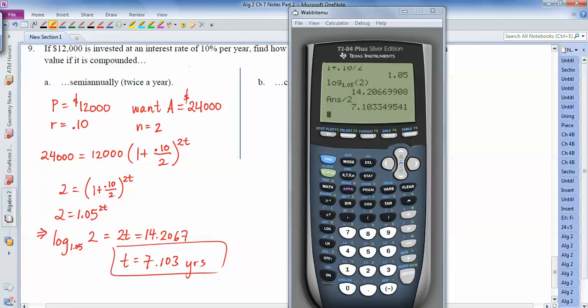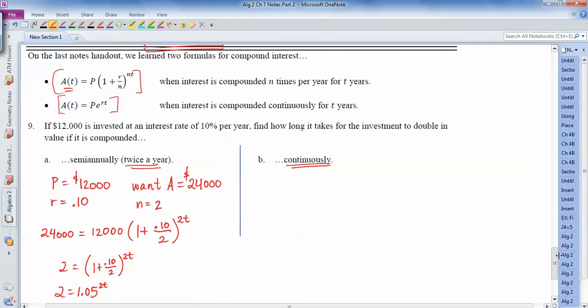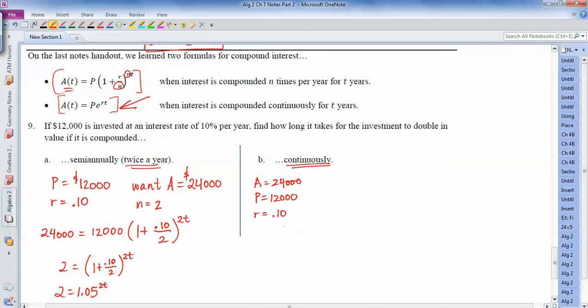Remember, I used the first formula because I can count how often I compound it. It's twice a year. In the second one, I compound it every single instant. So you can't count an n, and you can't plug in infinity, so when it's compounded continuously, we use that PERT formula. So in that one, A is still 24,000, because we're trying to double our investment. The original investment is still 12,000. The rate is still 0.10. And then that's all we have to fill in.